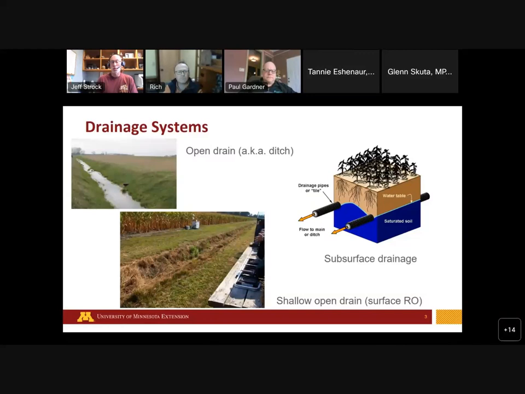So from that standpoint, ag drainage is fairly recent. So when we think about the process of drainage, base flow in this image really reflects groundwater flow, which tends to be pretty slow in most areas.